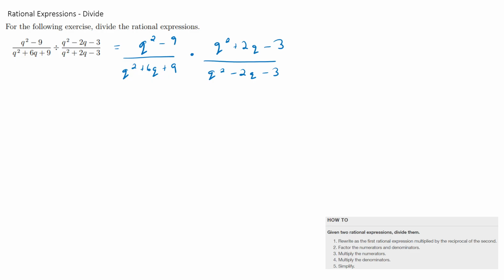We're actually going to come up with the factoring here. So q squared minus 9, that is a difference of squares. So this is going to be q minus 3 and q plus 3, right? And then let's look at the numerator there.